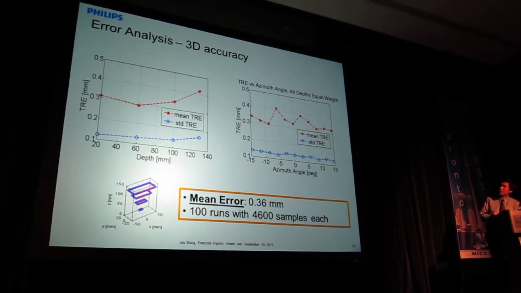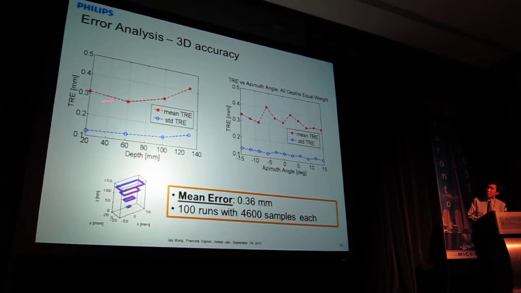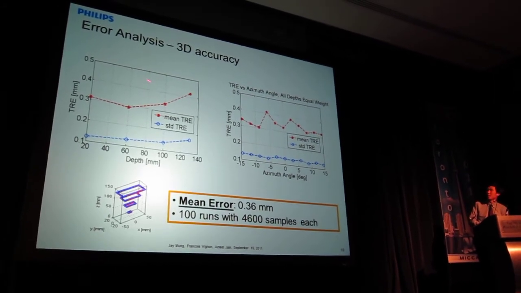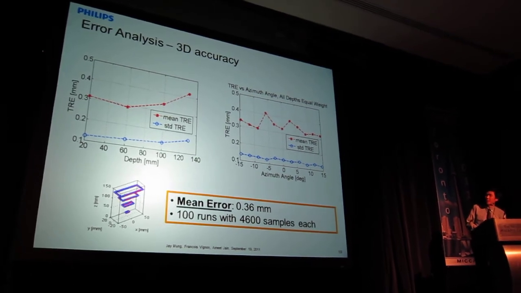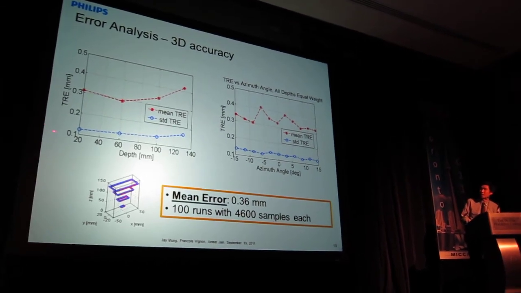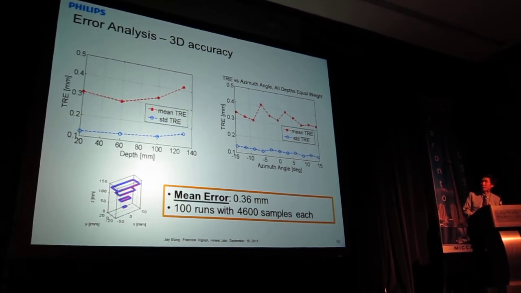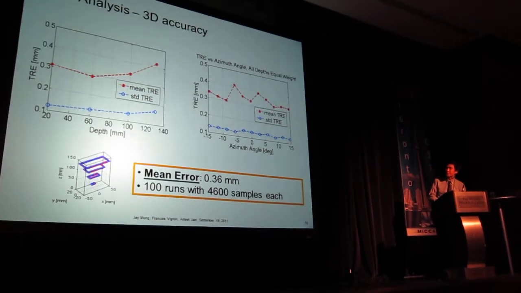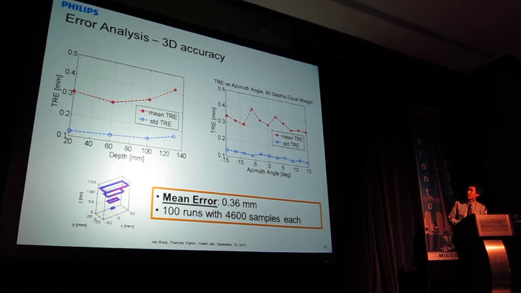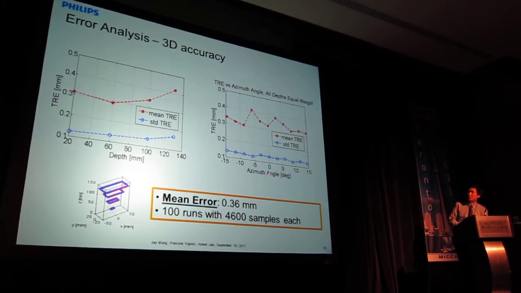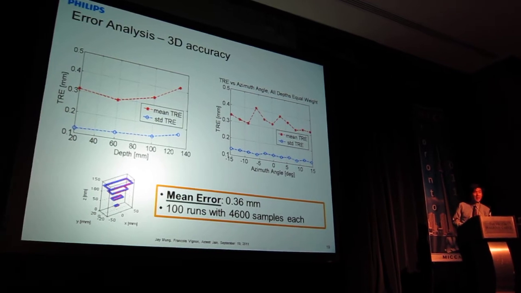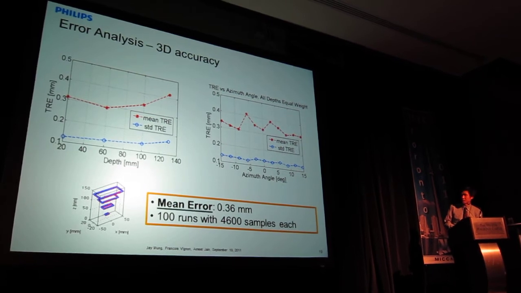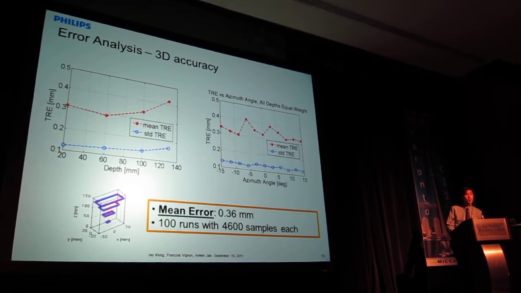What these 2 plots show on both of their y-axes is TRE in millimeters. For the plot on your left, I'm showing TRE as it varies with the imaging depth. In red is the mean TRE, and in blue is the standard deviation. On the right-hand side, this plot shows TRE as a function of the azimuth angle, or the angle of incidence from the tool to the ultrasound probe. And what this all tells us is that we have a mean error of about 0.36 millimeters.